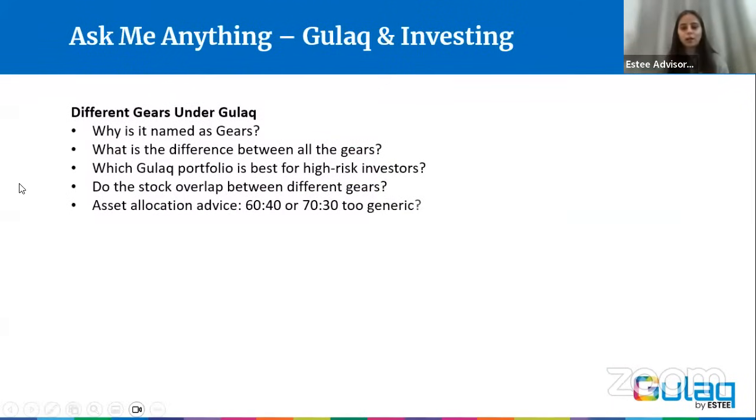Another question was from Amit regarding the asset allocation advice. They feel that 60 to 40 or 70 to 30 is too generic, and maybe we should rebalance as per the investment that they want to do in equity for a long period of time, basis on going with this fixed allocation. Yeah, I think you have a point.